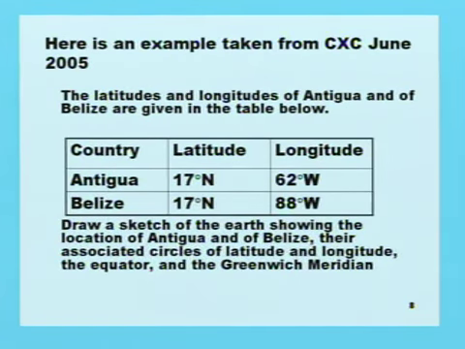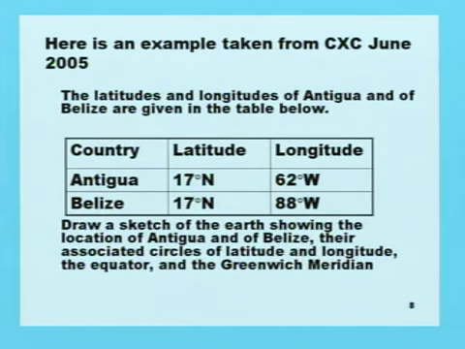Here's an example taken from CXC June 2005. The latitudes and longitudes of Antigua and of Belize are given in the table below. In the first column, we have the country. In the second column, we have the latitude. And in the third column, the longitude.